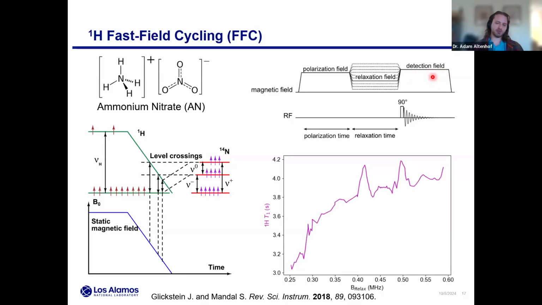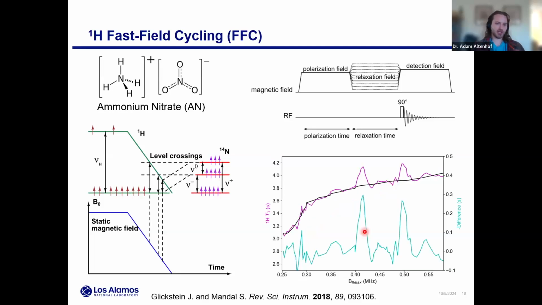So to show an example of these data for ammonium nitrate, here I have the proton T1 measured as a function of this relaxation field, reported in the proton Larmor frequency. What's interesting here, we expect NQR lines at about 420 and 490 kilohertz, and you kind of see these features emerge in the proton T1s.